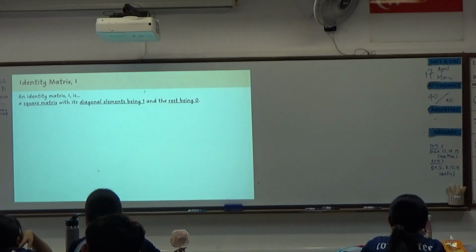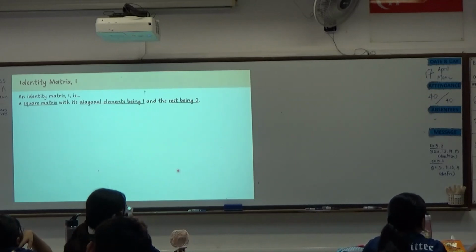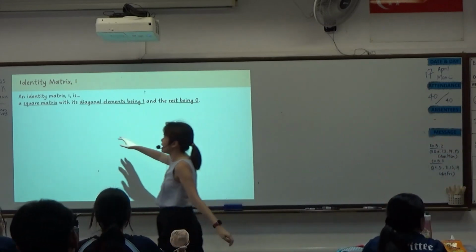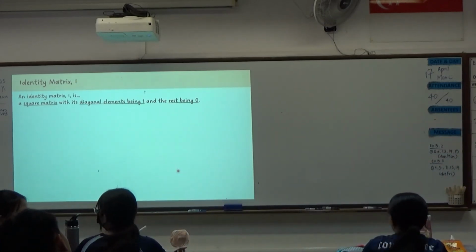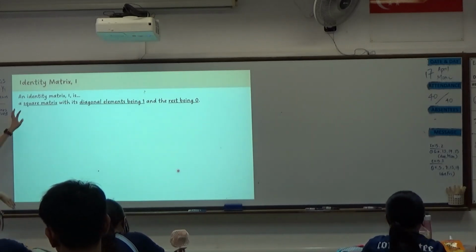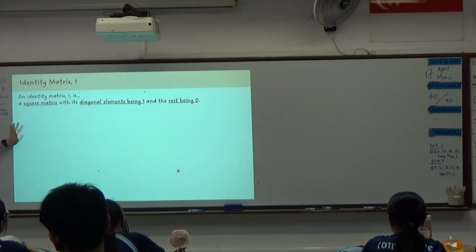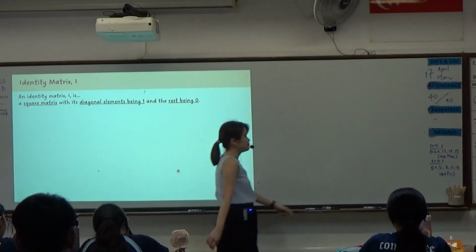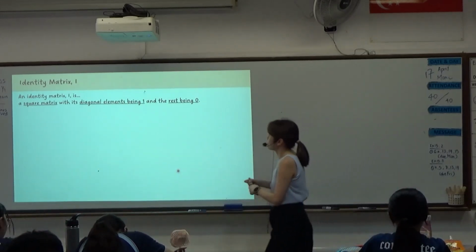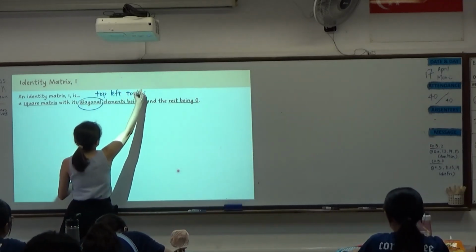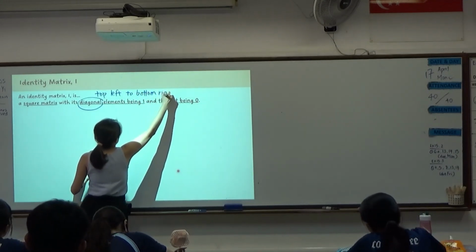Now, identity matrix, which is something not covered in our SLS lesson. Identity matrices are very important. You must first know that it is a square matrix. So I want you to write it down in your notes, either in the worksheet that I've given you, there's a lot of blank space, or in your notebook. An identity matrix is a square matrix with its diagonal elements. Diagonal must be from top left to bottom right, not the other way round.